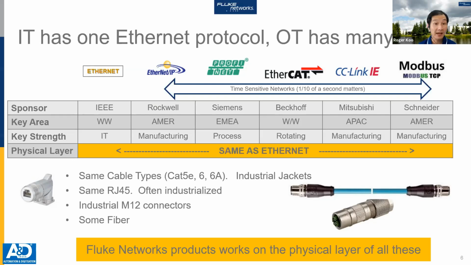They use the same types of cables, category 5E, Cat6 or Cat6A, albeit with additional jacketing to protect from the harsh environment. Same connectors, RJ45, often an industrialized version of it. There could also be specialized connectors like the M8 or the M12. There are some fibers as well, again with additional jacketing. Good networks have a range of products that work on the physical layer for both the OT and the IT.